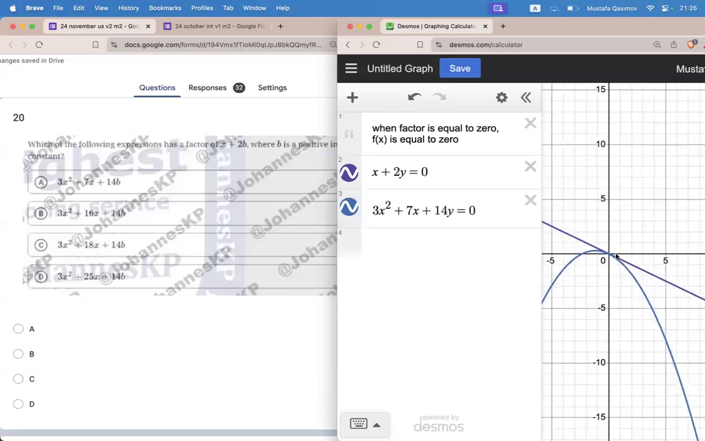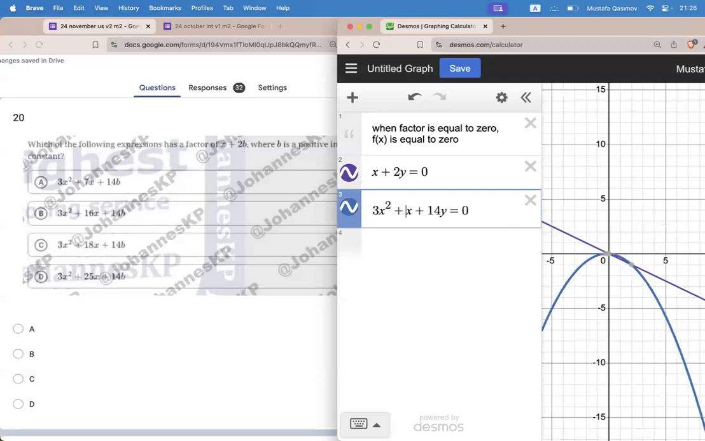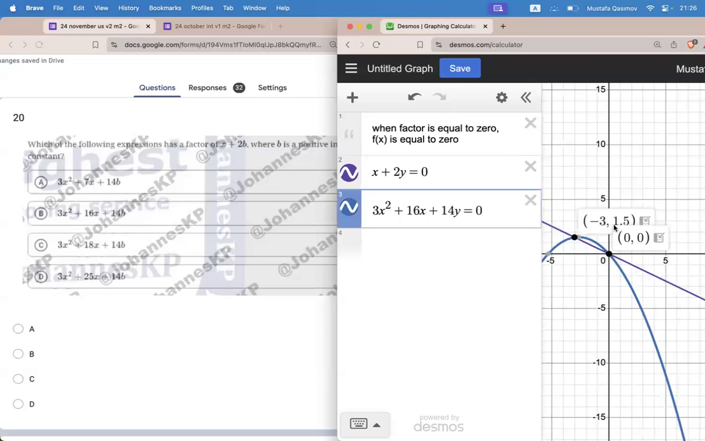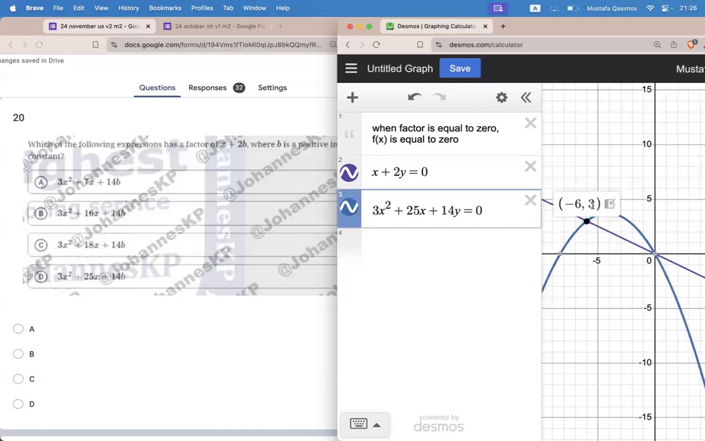Okay, now we have to look at the intersection point. x is equal to 0, y is equal to 0, so b is equal to 0. It says that b is a positive integer, but 0 is not positive, so it is not correct. Now let's take option B. For option B, we will get 0, we will get 1.5. 1.5 is not an integer, it is not correct. We have to look here. You can see that it is also not an integer. And the last one, we will get an integer for this one. So the answer is 3.